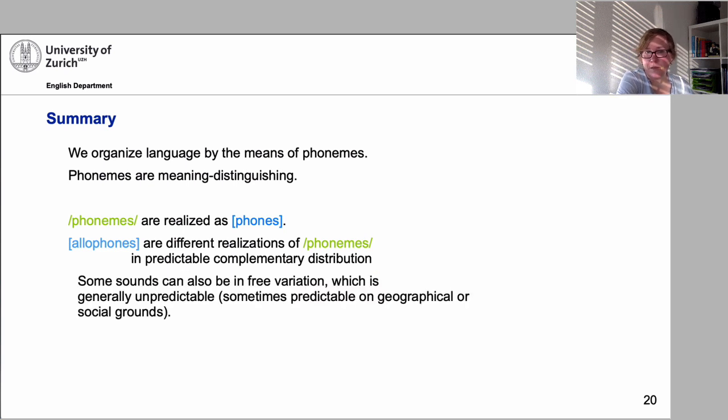So some sounds can also be in free variation, which is generally unpredictable by the phonetic environment, right? It may be predictable on geographical or social grounds, and we will talk about this probably a little in social variation. But the key difference between allophones and free variation is that allophones can be predicted by some phonological environment. And these rules may vary between varieties or languages, such as we saw with the phonemic contrast in Korean and Chinese.